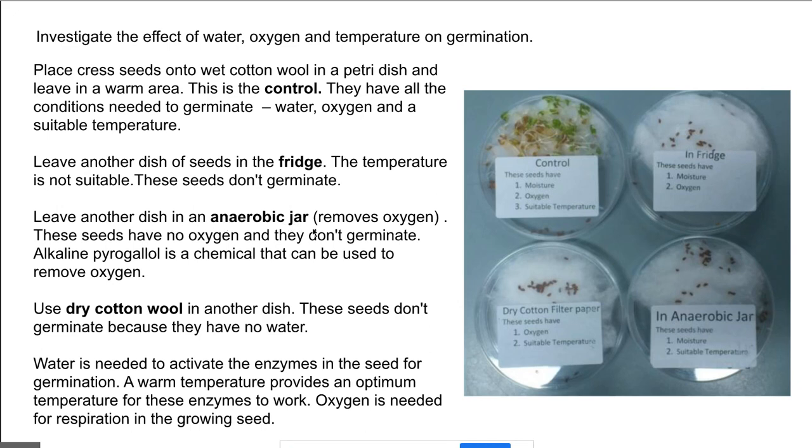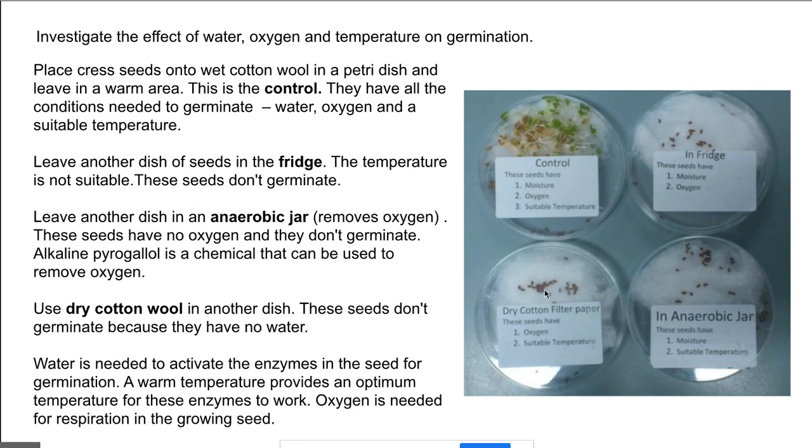Leave another dish in an anaerobic jar, which is a large jar. We put a chemical inside the jar as well that removes oxygen from the air. These seeds have no oxygen and they don't germinate. So these seeds here are placed in an anaerobic jar. They have no oxygen. There's a chemical called alkaline pyrogallol added, or a similar chemical that's used to remove oxygen.